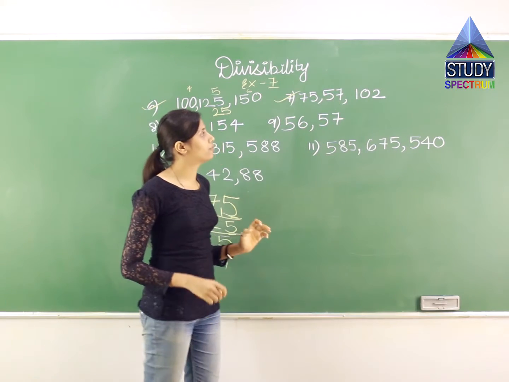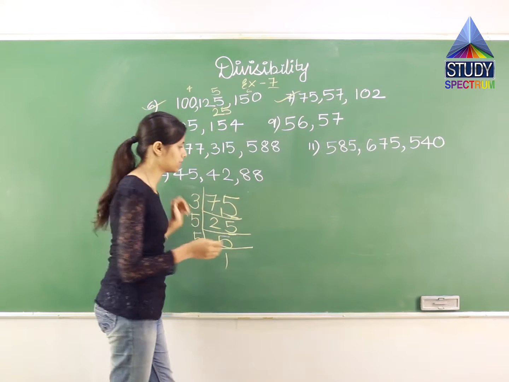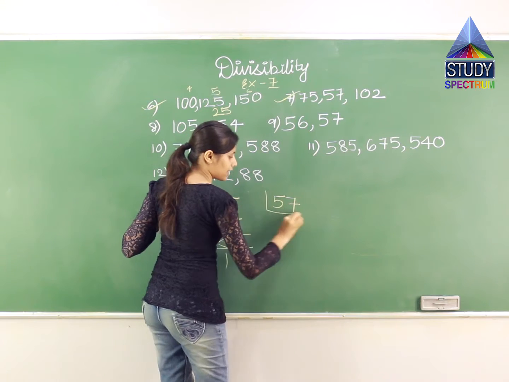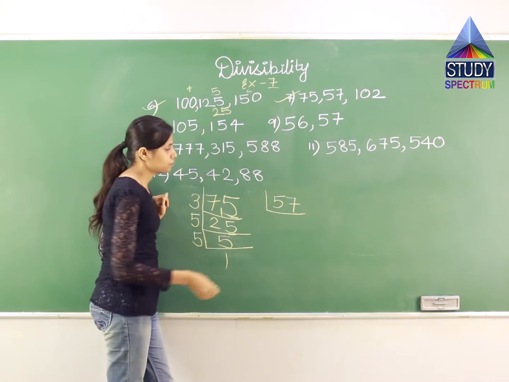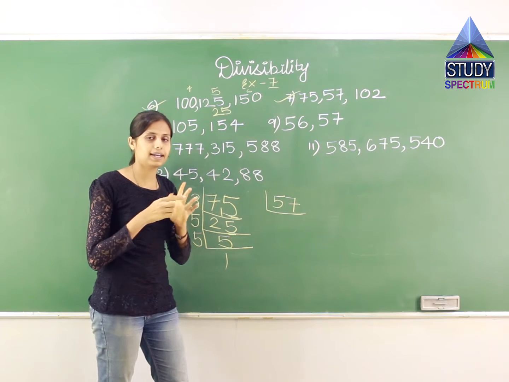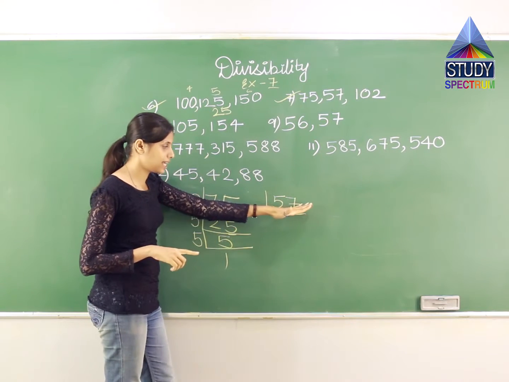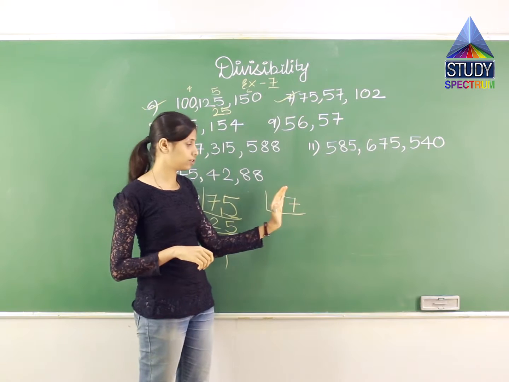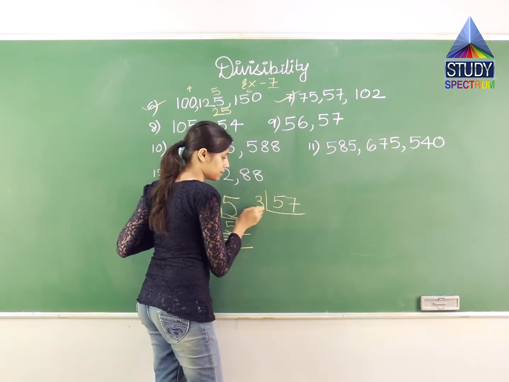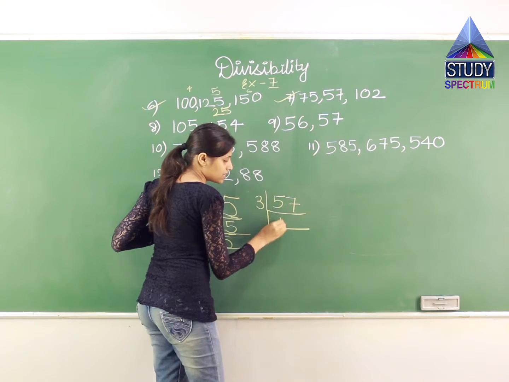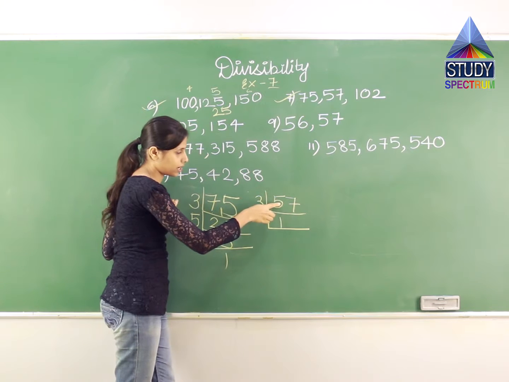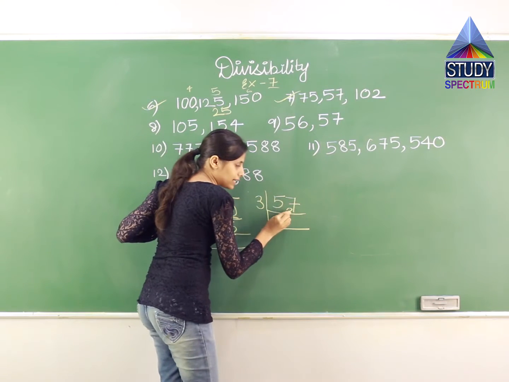Now I will divide 57. Let us find the factors for 57. So 57 inside the factorization bracket. 57 is also divisible by 3. So let us divide it by 3. 3 ones are 3. 3 fives are 15. But I have 5 over here, right? So 2. So 2 I will write over here.